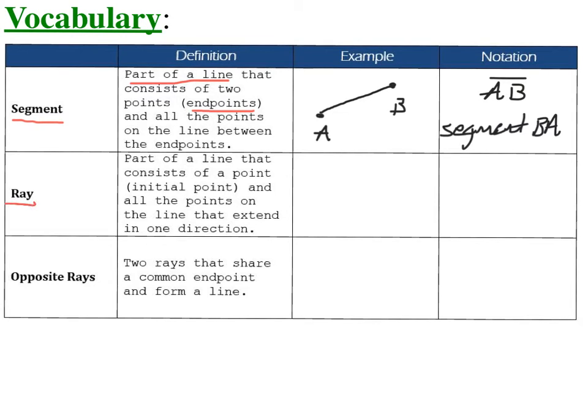Next term we come across is ray. Now if you remember when you were younger, you'd draw a little picture with your sun up in the corner, maybe put some sunglasses on it, and you would include these little lines coming out. That is essentially a ray. It's part of a line that consists of an initial point, so that would be my sun up here in the corner, and all points on the line that extend in one direction. So here's my sun ray coming out of the sun, continuing in that one direction.